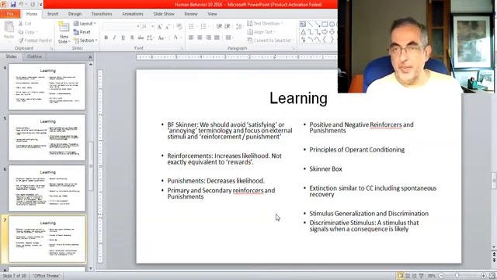Similarly, an electric shock would be a positive punishment. You introduce something and it's a punishment. A negative punishment would be removal of something. So, okay, you haven't done so well, give me back that ice cream. I've removed something. And that's a negative punishment, the removal of something pleasant, typically.